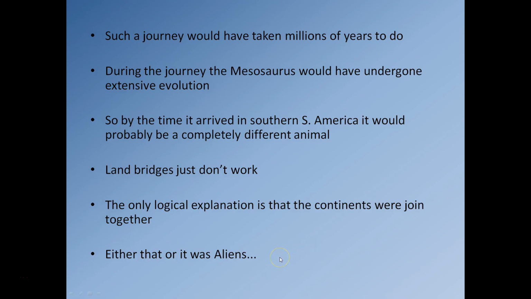So once you get rid of land bridges and you say these very long migrations just won't work, the only possible explanation for the same fossils occurring on different continents in rocks of the same age is to say the continents were once joined together and the animals could simply migrate from one continent to the other with relatively little effort. Or it was aliens. That's the only other possibility.